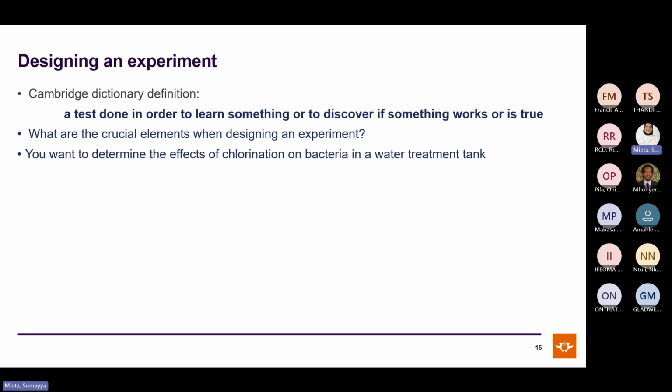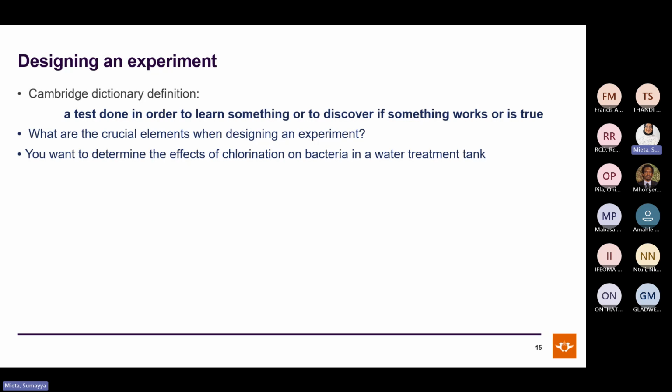Okay, so we continue. We now move on to the next step of our discussion, and that is designing an experiment. Now that you've made your observation, you thought of your questions, you formulated your hypothesis, we now need to conduct the actual tests to prove whether our hypothesis is correct or incorrect. An experiment, according to Cambridge, is a test that is done in order to learn something or to discover if something works or is true.